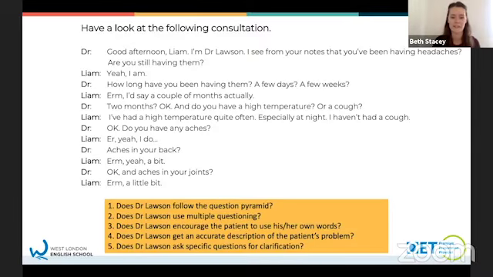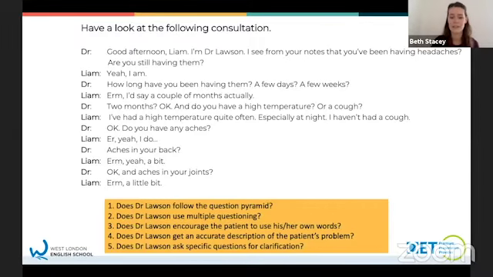Okay, so does Dr. Lawson follow the question pyramid? Does he or she start with an open question? Are you still having them? No, this is the closed question. Not good. We haven't started open and got more specific. Does Dr. Lawson use multiple questioning? Yes. She says, how long have you been having them? A few days, a few weeks? Don't do this in your exam. You need to ask a question and then pause, wait for the answer, then ask another question.